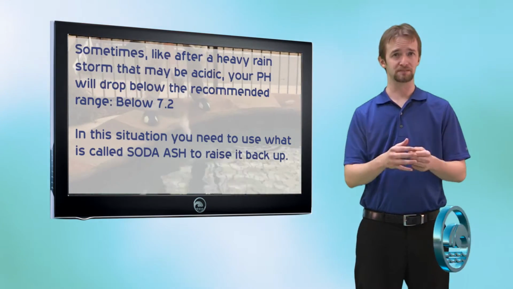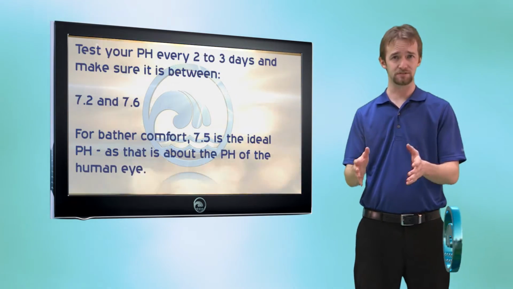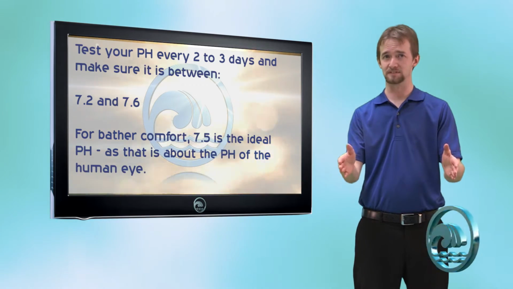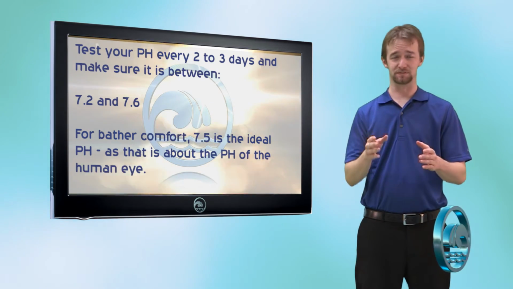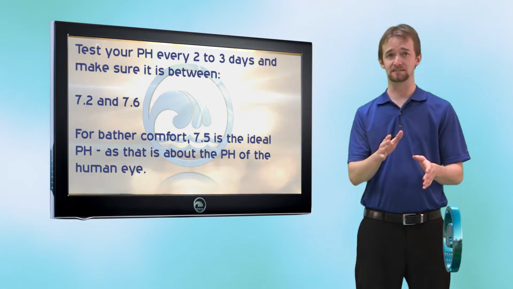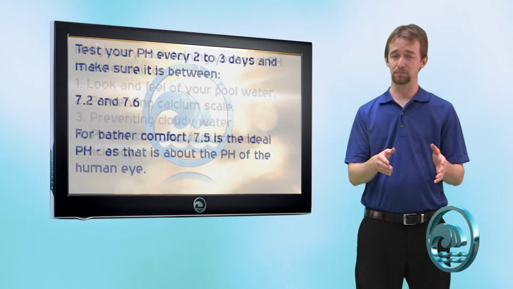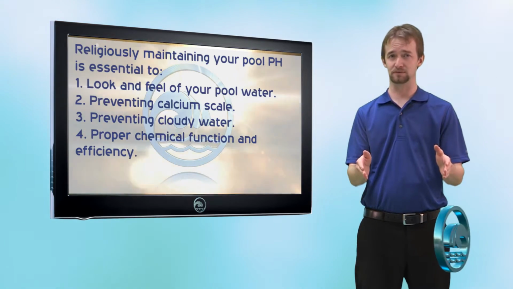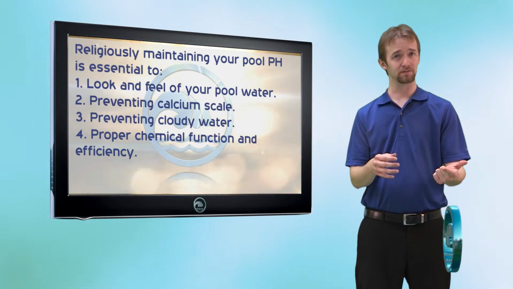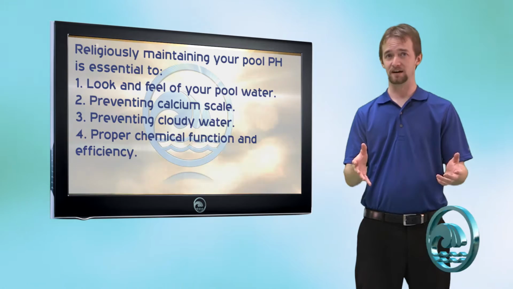So, where does the best pH lie for your pool? You're going to want to test your pH every 2 to 3 days and make sure that it's in between 7.2 and 7.6. The best pH for swimmer comfort is going to be 7.5 because the pH of your eyes is somewhere around 7.5. So, maintain your pool pH between 7.2 and 7.6 for purposes of bather comfort, but also for the look and feel of your pool water. High pH can lead to cloudy water, which is not appealing.